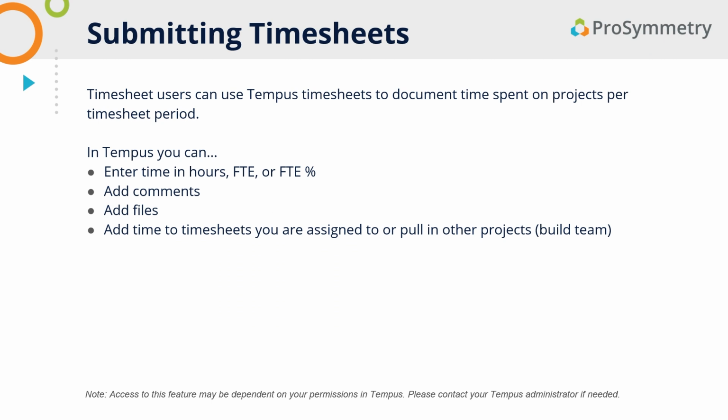So there are different types of users within Tempus, one of them being a timesheet user. If you want to track actual time spent on projects, you can use our feature of timesheets. In Tempus, there's a lot of options when it comes to timesheets. You can enter your time in hours, FTE, or FTE percentage. You can add comments to a timesheet, add files to a timesheet.